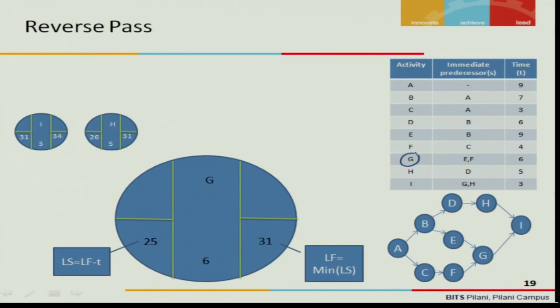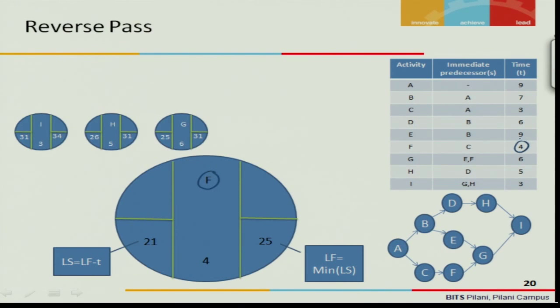Then let us move to G. Now we are talking about G. I have moved I and H here. For G, the activity time is 6, and we need to find LF, which is the minimum of LS of its successor. What is the successor of G? This is I. So for I, the late start is 31, and that becomes 31 here. So 31 less 6 is equal to 25. This way we complete for F now.